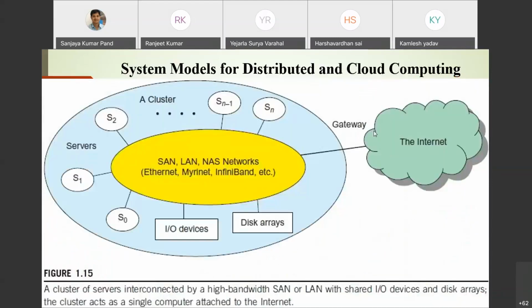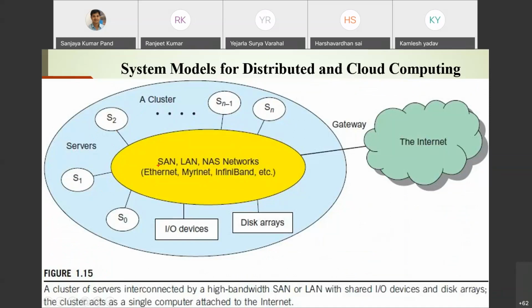See here, a cluster of servers. If you see, S0 is a server, S1 is another server, S2 is a server, like that Sn. So n plus 1 servers are there. They are connected as a cluster, or you can say they are connected like a star topology, but there is a leader node. Okay, different types of connections are there.